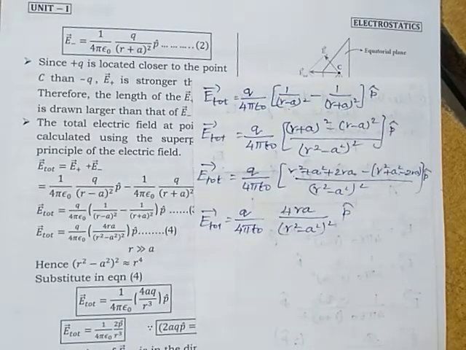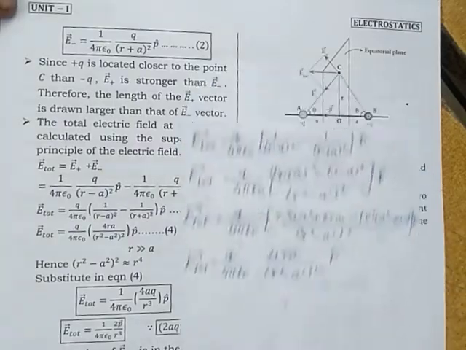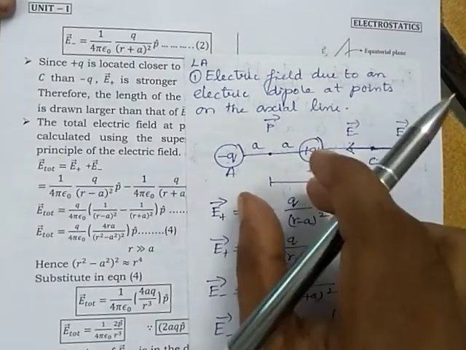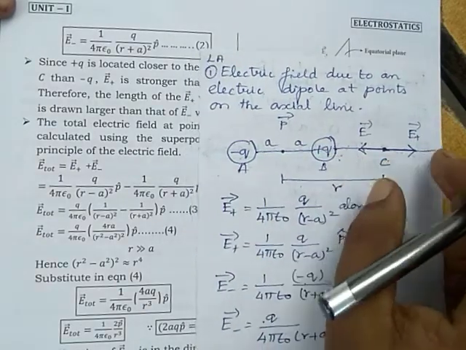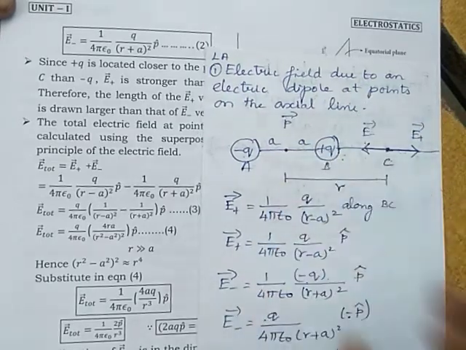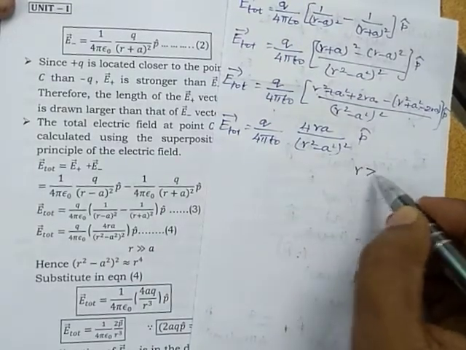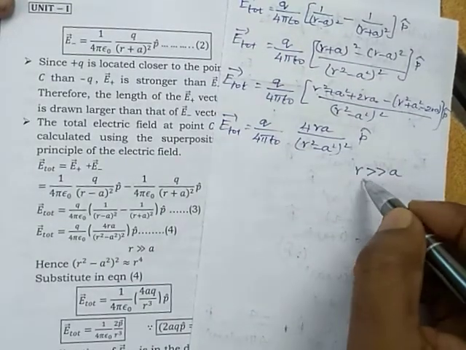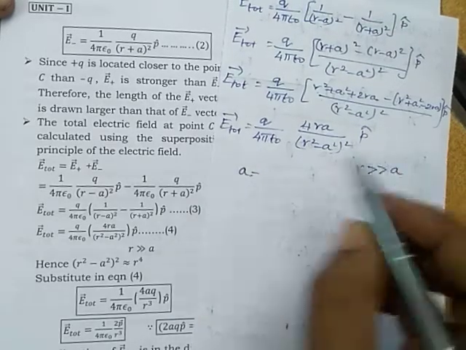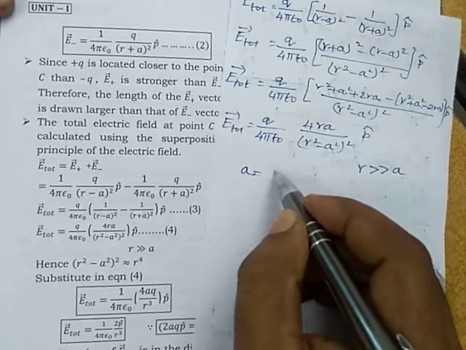Now suppose I consider the point C taken far away from the dipole. Then the distance r is greater than a. In this situation, with the point C far away from the dipole, r is greater than a, so a can be neglected in this term.